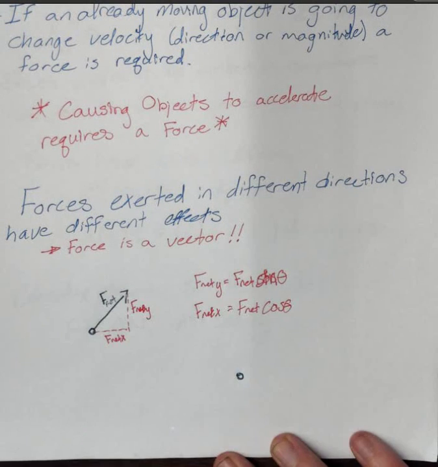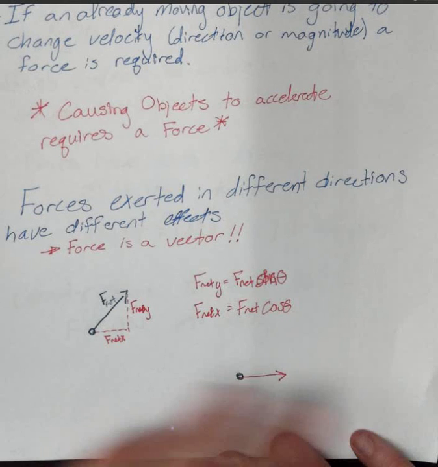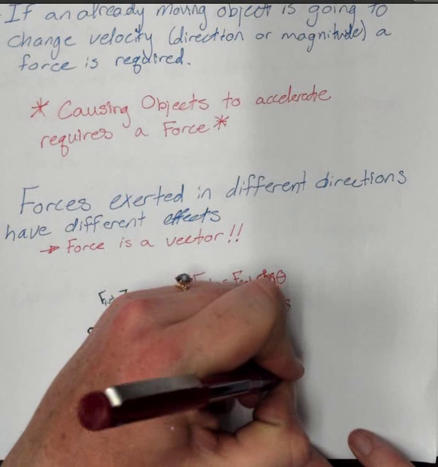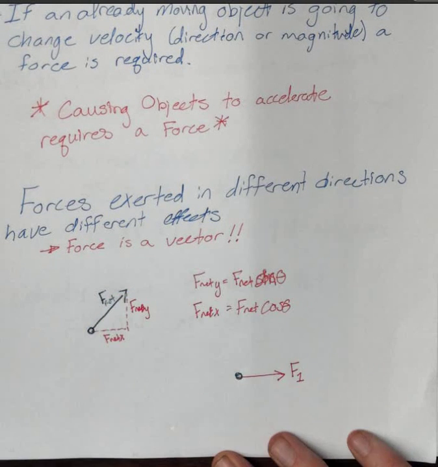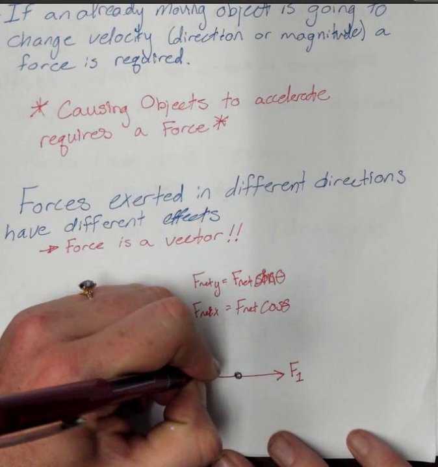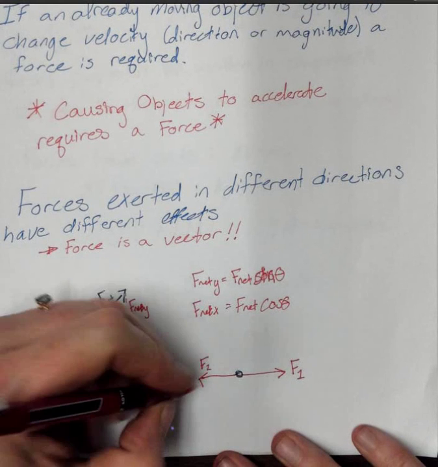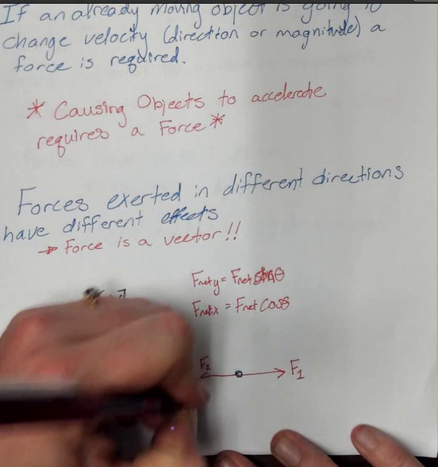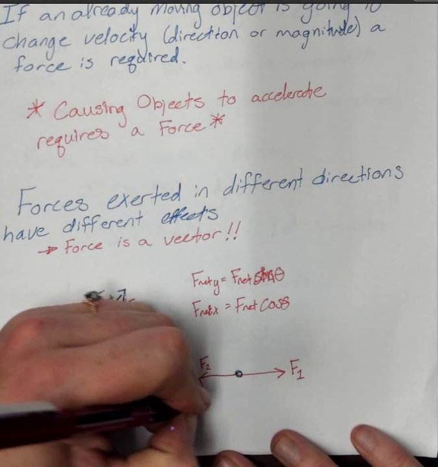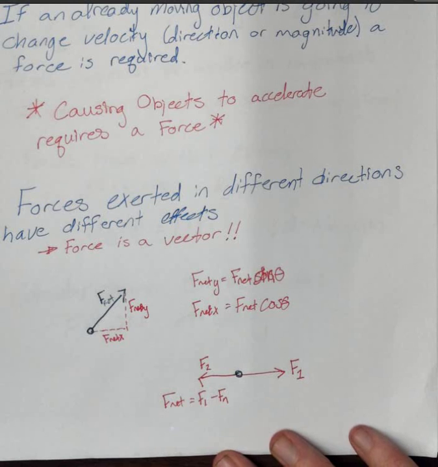So in a situation where you have a force applied even in one dimension, if you had a force applied in the positive direction and a force applied in the negative direction, even in this situation that's only one dimensional, the net force would be the difference between the two forces because it's a vector and vectors have direction.